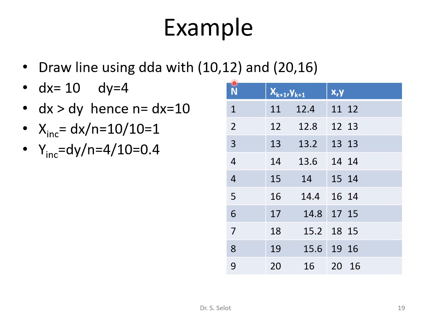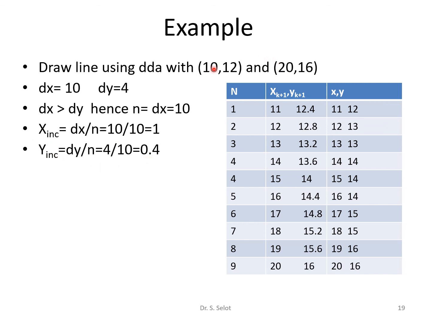This is an example. Two input points are given as 10, 12 and 20, 16. We have to rasterize this line. That means we have to identify the pixel positions between these 2 points. So we calculate dx and dy. dx will be 10, dy will be 4. 10 is greater than 4. Hence, we take n as 10. And x increment will be equal to 1 and y increment will be equal to 0.4.